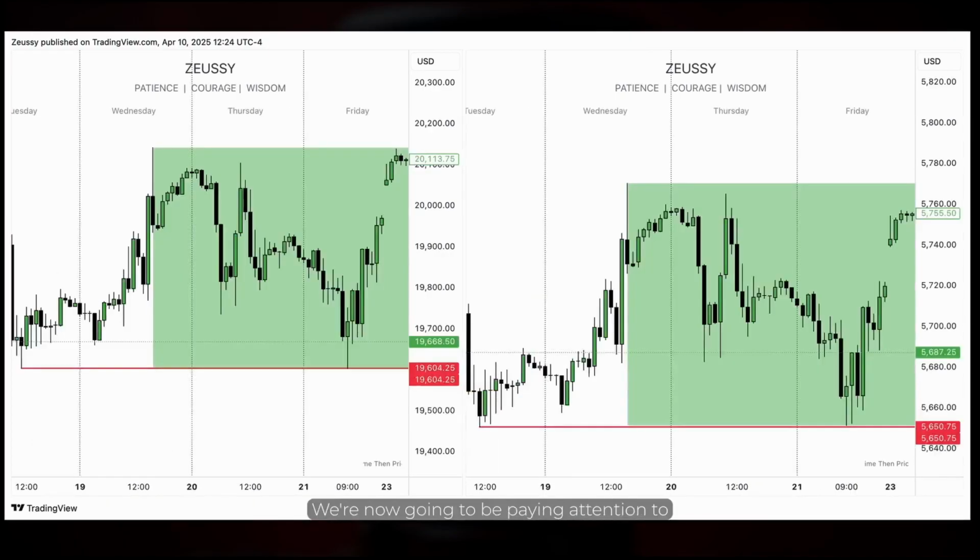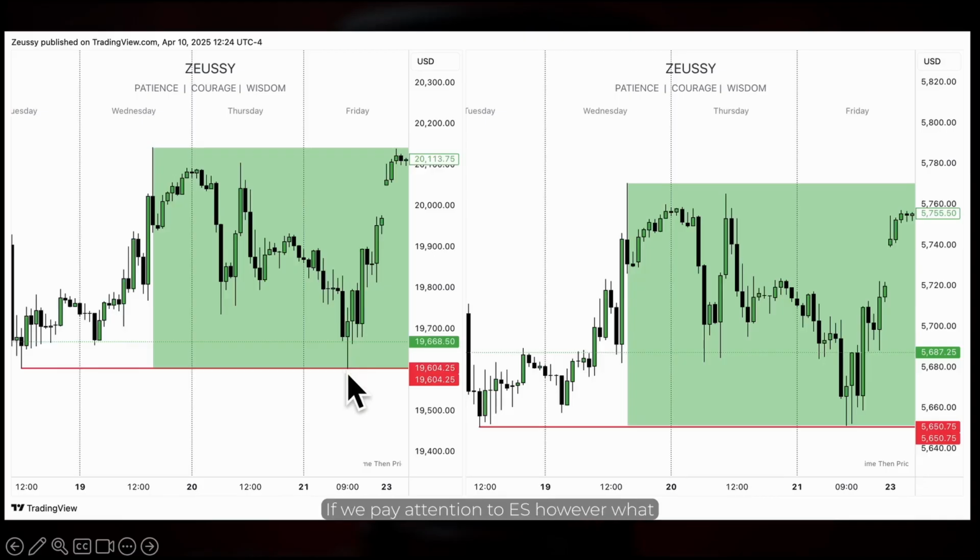We're now going to be paying attention to a bullish scenario, and what I would like you to see is that on the left you can see Nasdaq again, and on the right you can see ES. What you can see on the left is that Nasdaq expanded towards the downside and the market was drawn towards this daily low of the Tuesday low. Notice the market reached this objective, took it out, and then reversed.